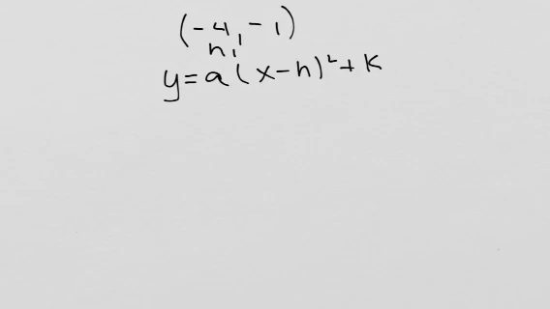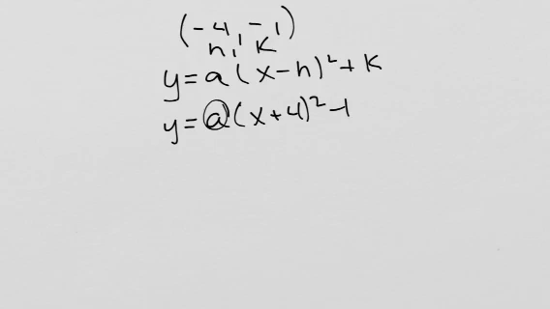Knowing that the vertex gives me the point (h, k), I can substitute those into the equation. But I still need to find this a value, so I need another point. The graph also gives me a nice clear point at (-1, 2). So I can plug that in for x and y.